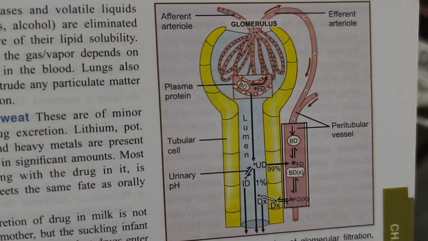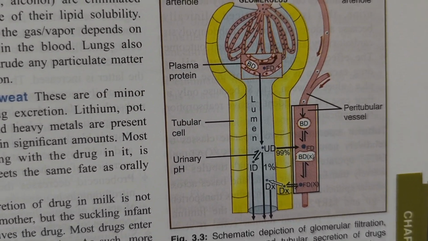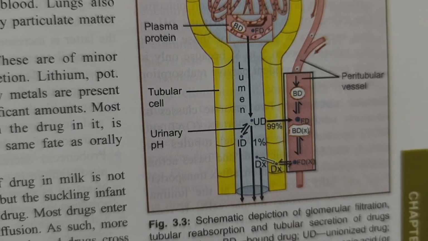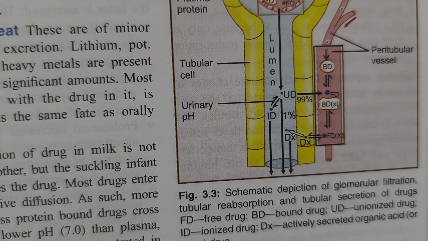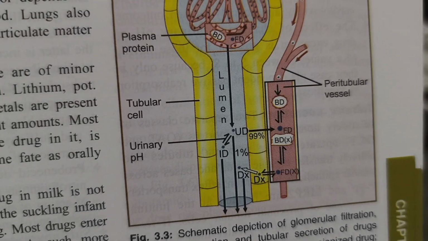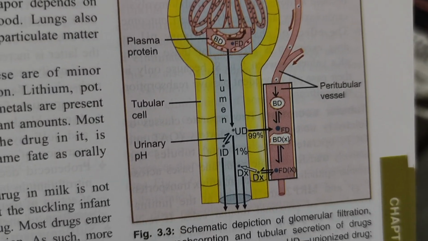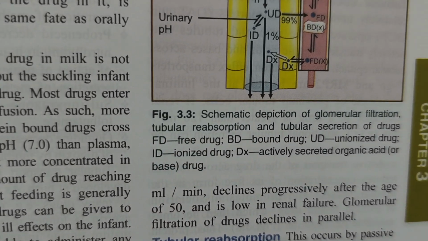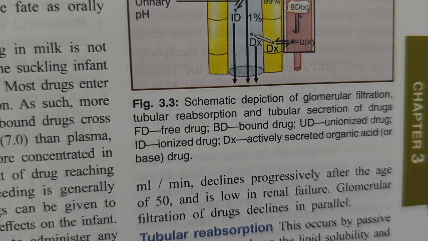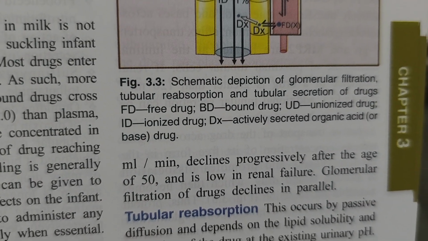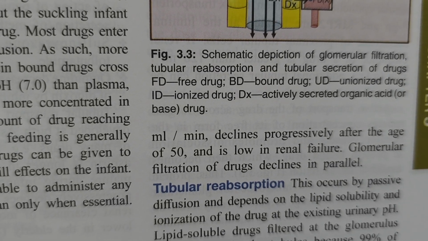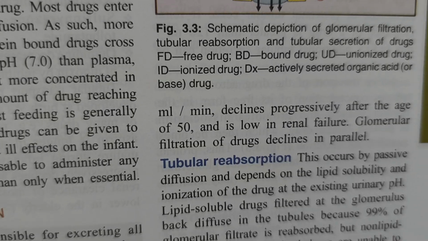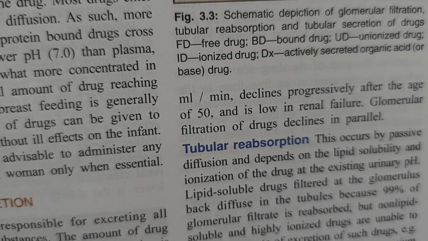Efferent arteriole, glomerulus, plasma protein, lumen, tubular cell, urinary pH, peritubular vessels. The schematic depiction of glomerular filtration, tubular reabsorption, and tubular secretion of the drugs: free drug, bound drug, unionized drug, ionized drug, actively secreted organic acid or base drugs.